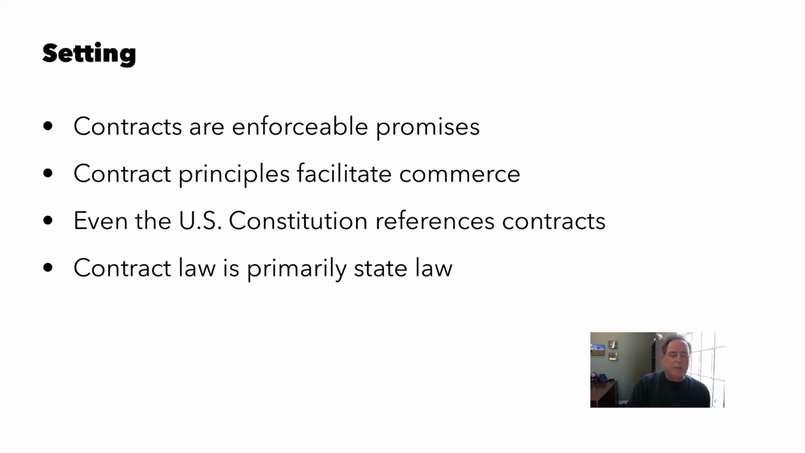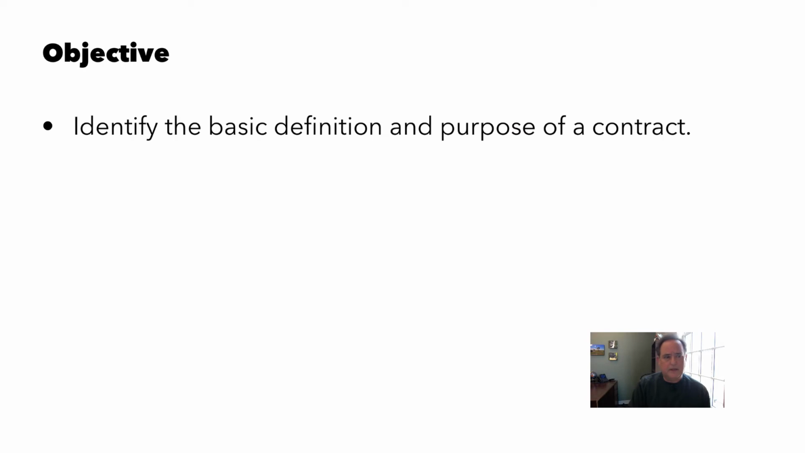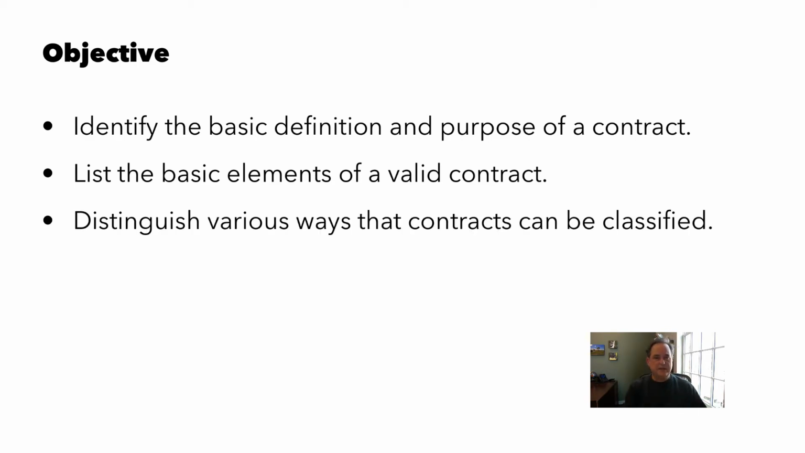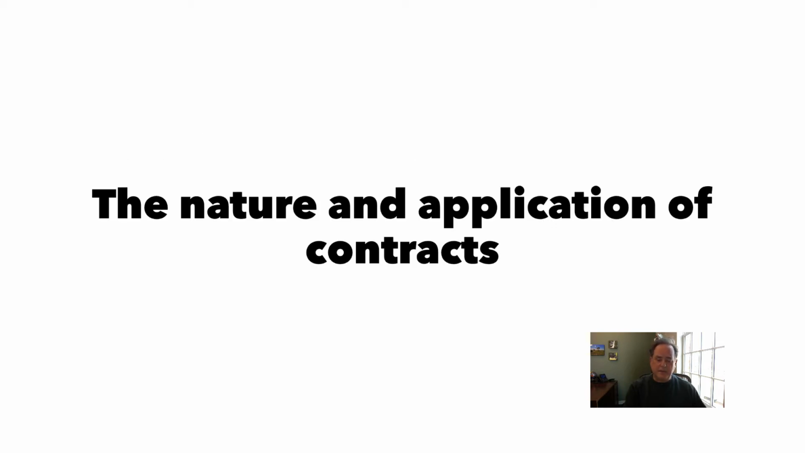Finally, contract law is primarily state law. There's very little federal law of contract, meaning contracts are going to be construed according to Texas law or Oklahoma law or Delaware law. Contract law is a function of state law. So in this video, we're going to look at the basic definition and purpose of a contract. We're going to list the basic elements of a valid contract, and we're going to distinguish various ways that contracts can be classified. Let's start out by talking about the nature and application of contracts.